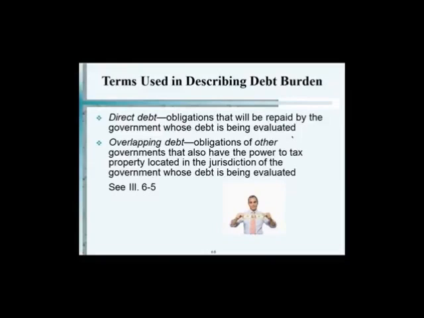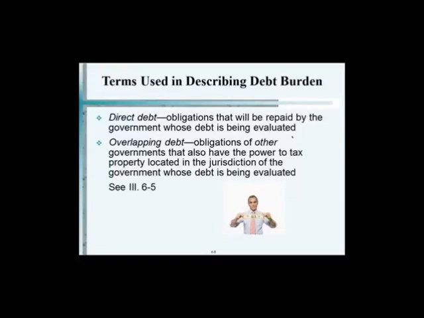Overlapping debt is interesting because in New Jersey we have towns, we have counties, and then we have state. When the county of Essex or county of Morris goes out and borrows money, who pays for that? The taxpayers in each of the towns which are within the county. So not only do you have to worry about your town, you have to worry about what? Also your county. That county level is called the overlapping debt. That is obligations of other governments that also have the power to tax property located in the jurisdiction.